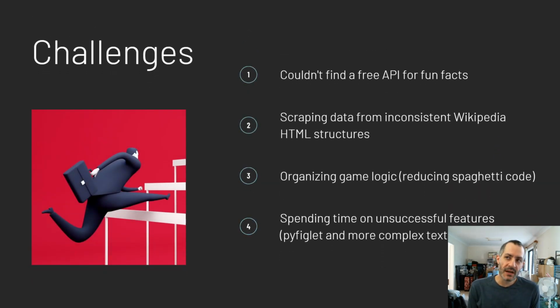Challenges: I wanted to use an API as well, but I couldn't find a good free one for fun country facts. Scraping from Wikipedia was surprisingly difficult because some countries actually just used a different HTML structure. You'd think that the pages would be consistent, but every now and then there were these edge cases where they just had a different structure. As the project scaled, I would have probably refactored to use classes and split the code up into multiple files. And there were a few features, of course, that I sort of tried to do but couldn't get working, and spent far too long trying those.